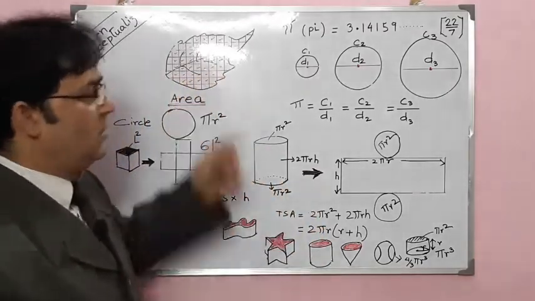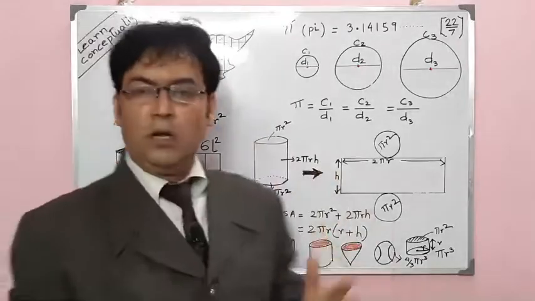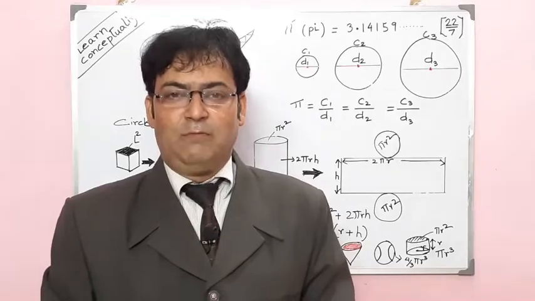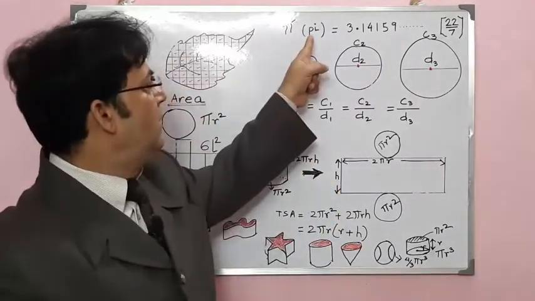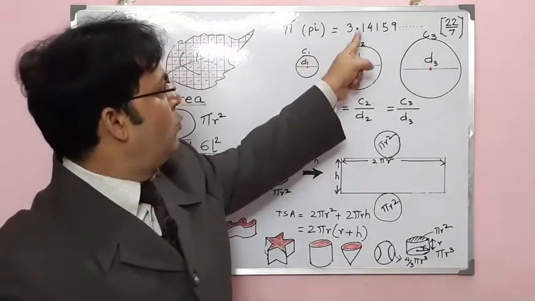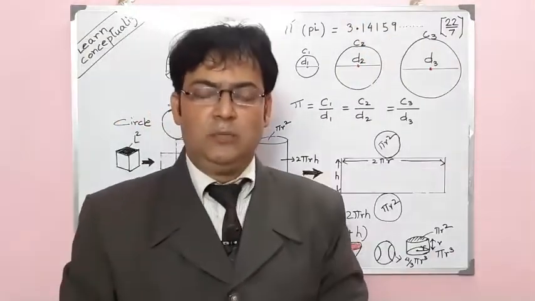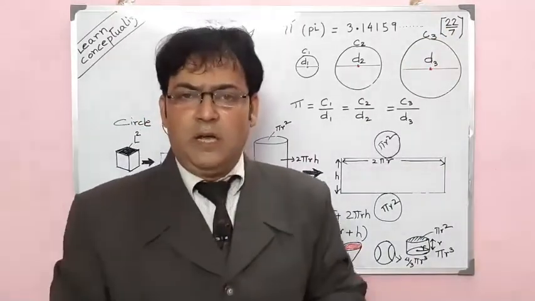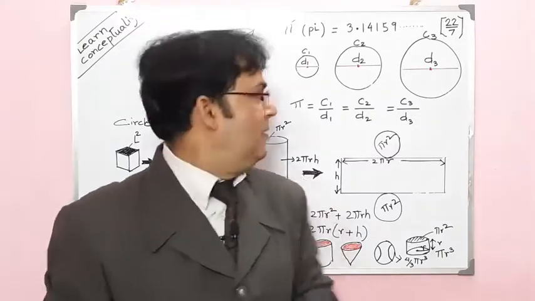So 60 square units. Another very important thing as we proceed to the other formulas is to know the value of pi. Greek letter pi, pronounced pi, 3.14159, non-terminating, approximately 22/7. But how did the Greeks get this value of pi?